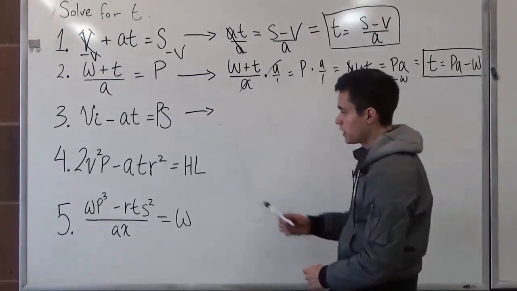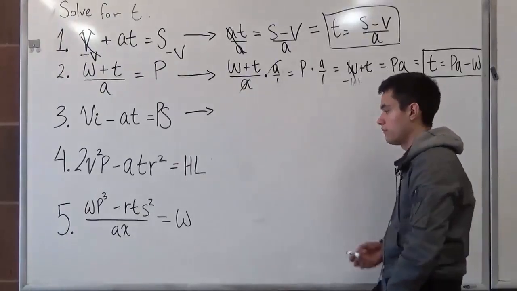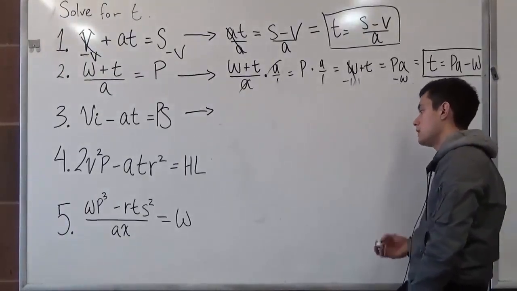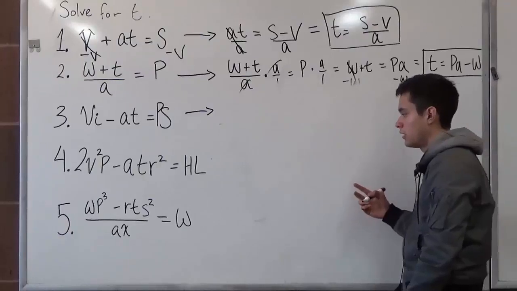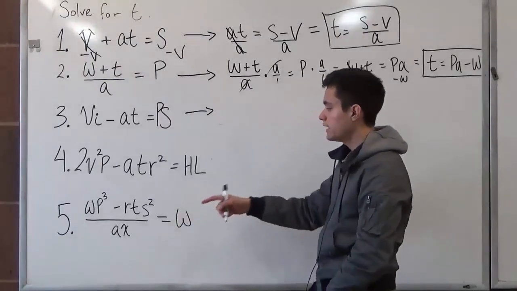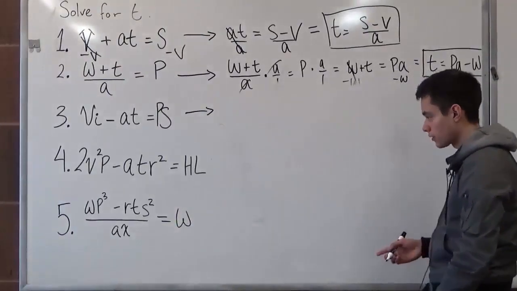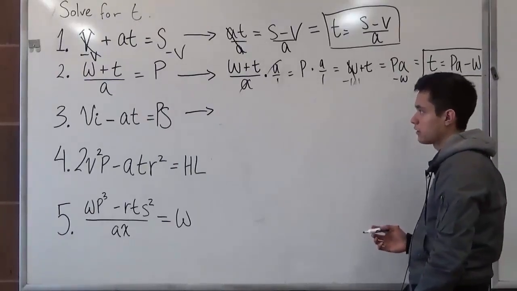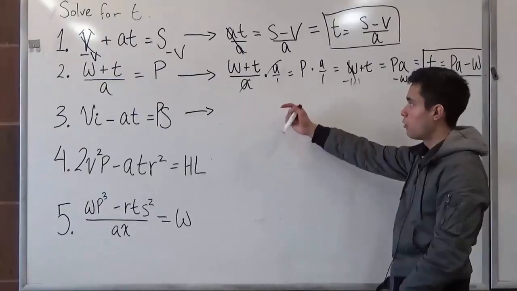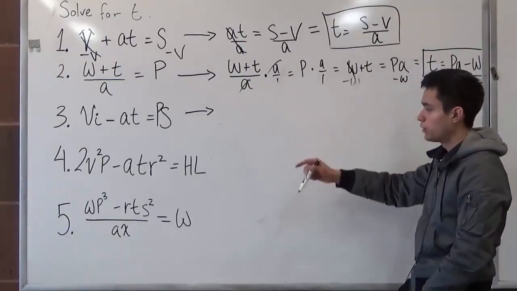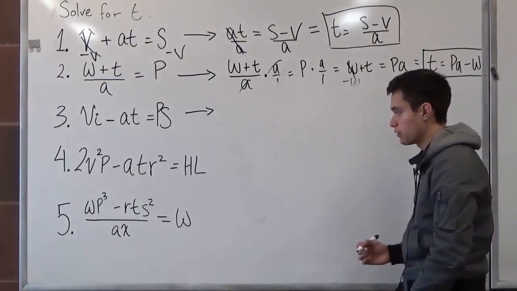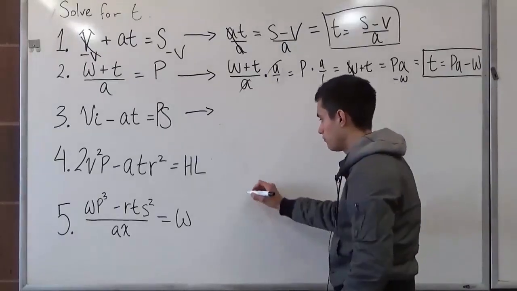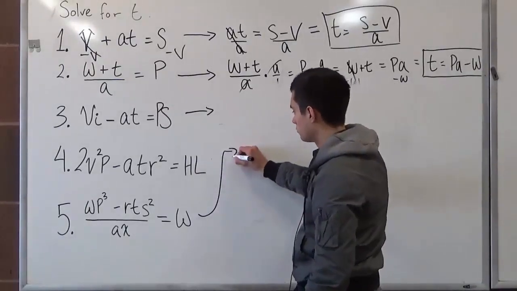So as you can see, we have wp to the 3rd power minus r times t times s to the 2nd power over a times x is equal to w. Let this not be a problem. We'll just apply the same concept for what we did for number 2. When we have the denominator, we always want to multiply it to bring it to the other side. So let's just bring this up here.